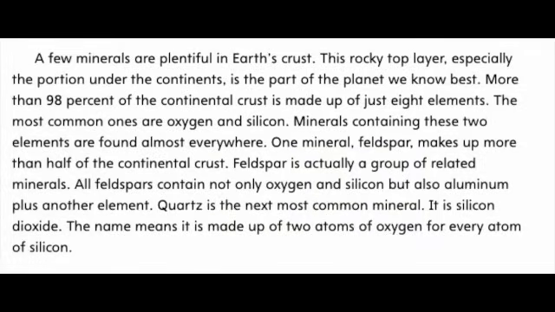A few minerals are plentiful in Earth's crust. This rocky top layer, especially the portion under the continents, is the part of the planet we know best. More than 98% of the continental crust is made up of just 8 elements. The most common ones are oxygen and silicon. Minerals containing these two elements are found almost everywhere. One mineral, feldspar, makes up more than half of the continental crust. Feldspar is actually a group of related minerals.